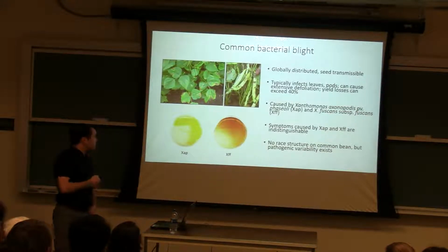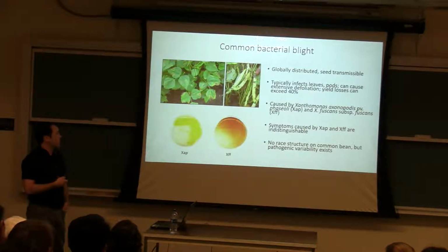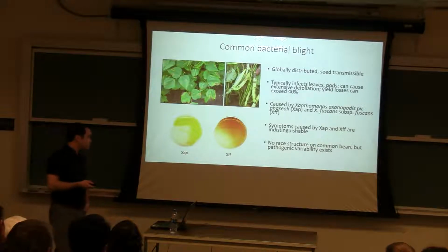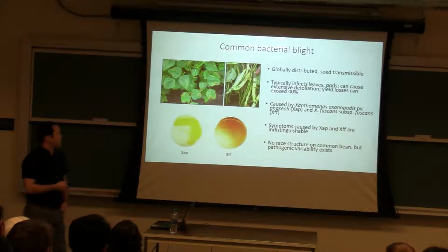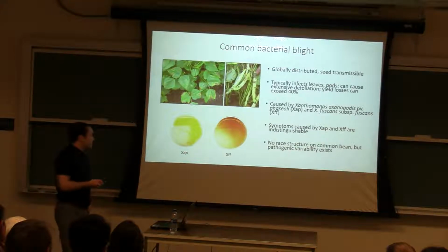axonopodis pv. phaseoli. It's this guy right here, and Xanthomonas fuscans subspecies fuscans. So these are not distinguishable when they're on beans, right? You can't tell them apart based on symptoms, right? But you can tell them apart in culture, mostly based on this brown pigment that fuscans produces, that I'll talk about a lot more in about 15 minutes.